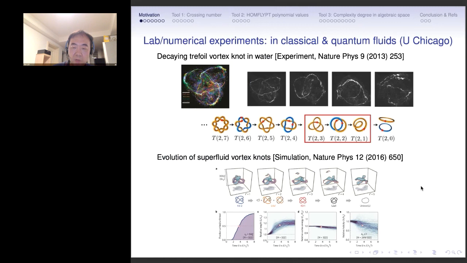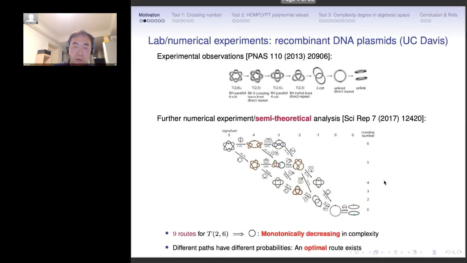This picture comes from the Chicago group's 2016 work, which is about superfluids. We can see some degeneration of knots and links. So we can see some cascade degeneration happens in ordinary water and superfluids. Another one is the numerical experiment of the UC Davis group, that is Javier, Mario, Shimokawa, they are in the same group.